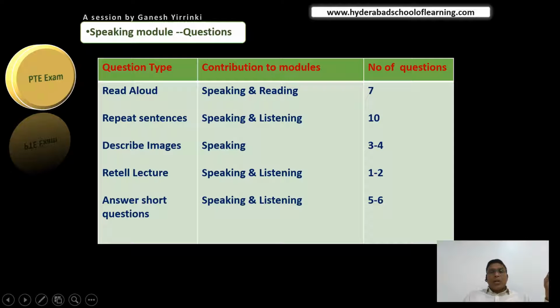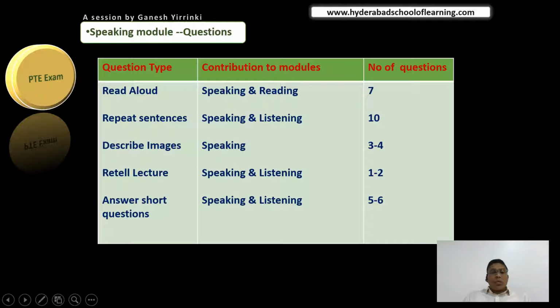So read aloud question contributes to what? Speaking and reading module. We have around 7 questions. We have a phenomenal contribution from read aloud. And repeat sentences question contributes to speaking and listening. We may have around 10 questions. In the describe image question category, we have contribution only to speaking module, and you may get around 3 to 4 questions. And retell lecture question also contributes heavily, of course, to speaking and listening module. You may get around 1 to 2 questions.